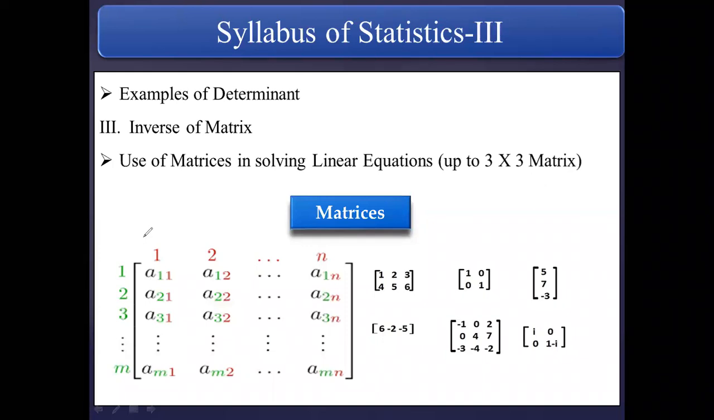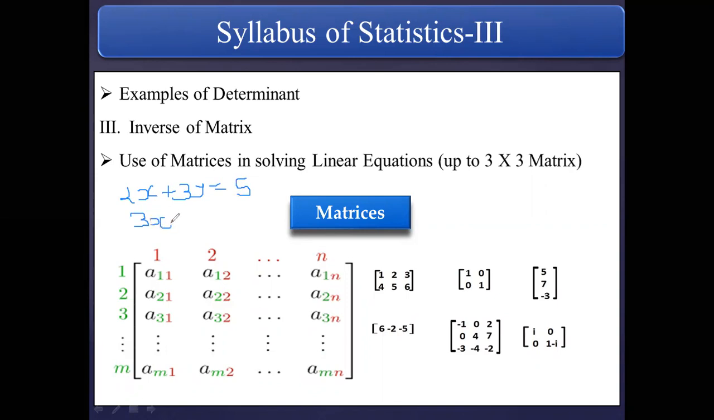For example, you are given equations like 2x + 3y = 5 and 3x + 8y = 24. So this is called a linear equation.